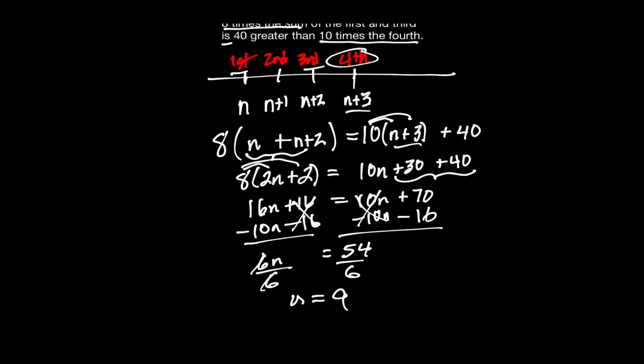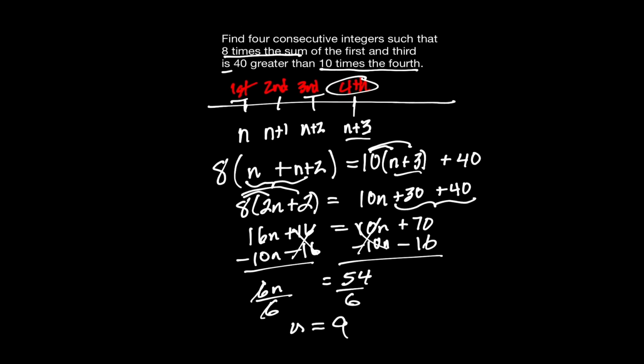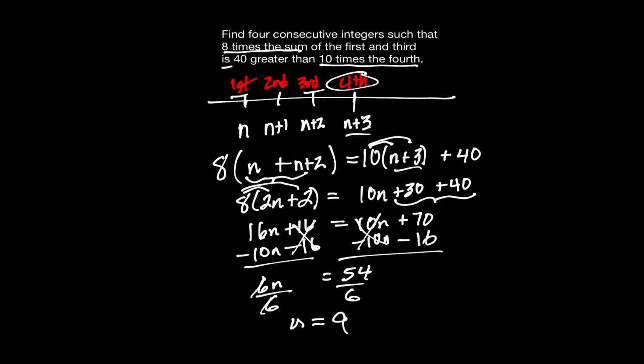So another common mistake. Students get very excited if they get the correct answer here, but they kind of stop. And they just say, oh, 9. So my correct answer is that the first integer is 9. So the second one must be 10, then 11, then 12. So the integers that we were looking for in this problem are 9, 10, 11, and 12.